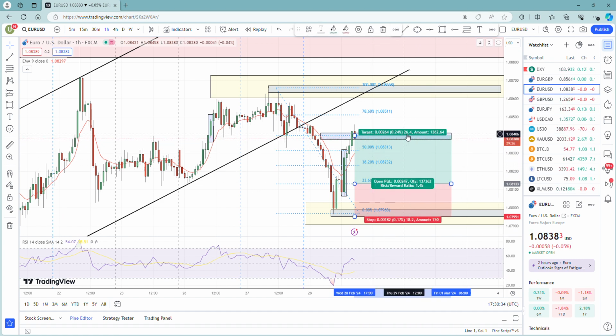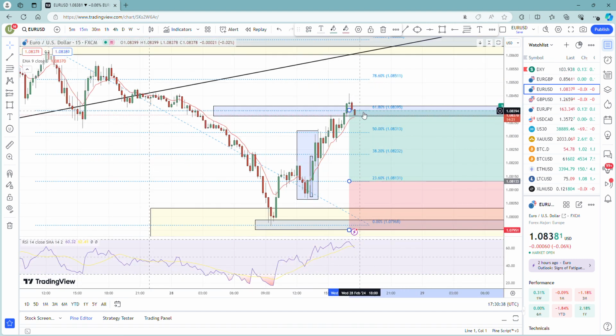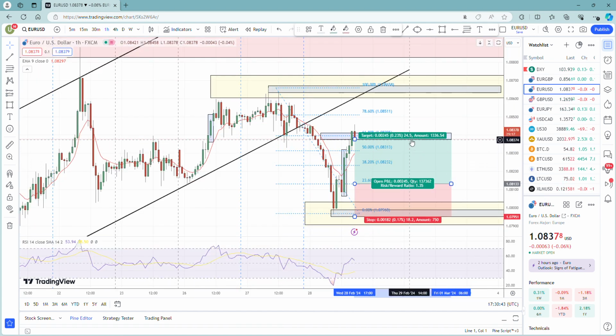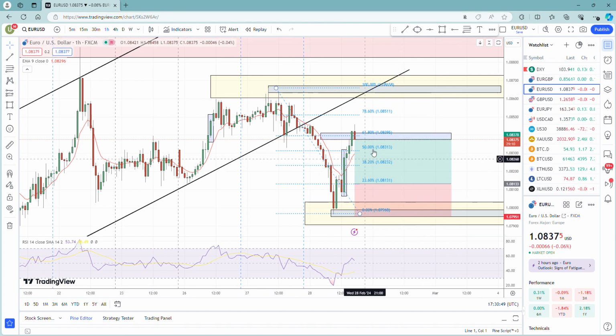So if we have a look here, price looks to be going down. So you know what? I'm just going to go ahead and close the trade now. So that's 24.5, just say 25 pips I've made from this trade today. So that's my analysis on Euro USD. Remember, you're trading from the H1 level, and your target profit is the other H1 level.